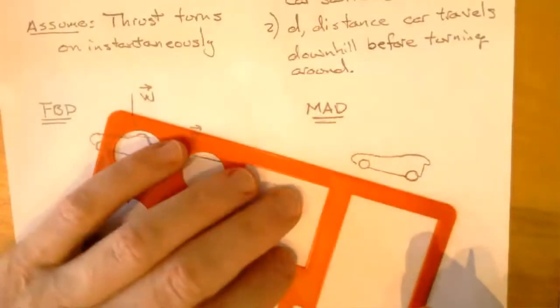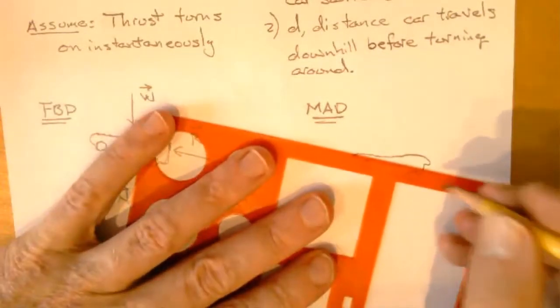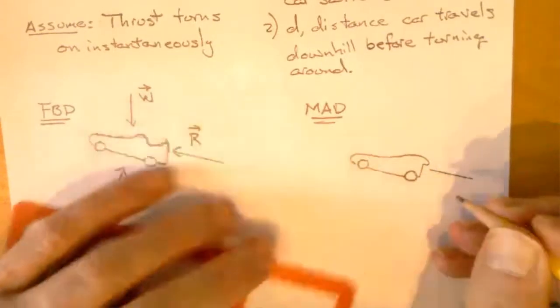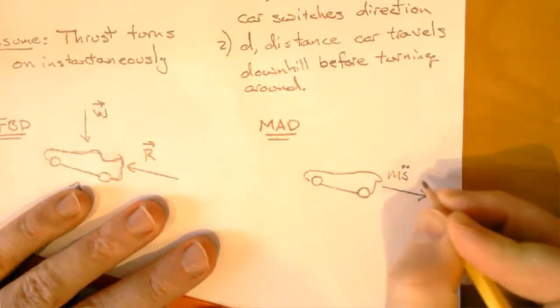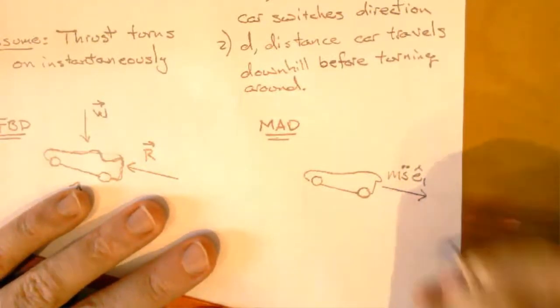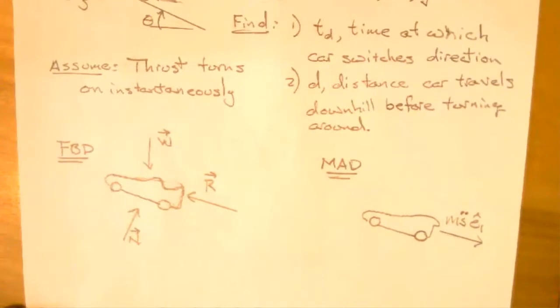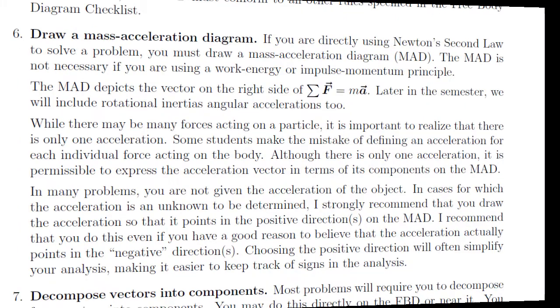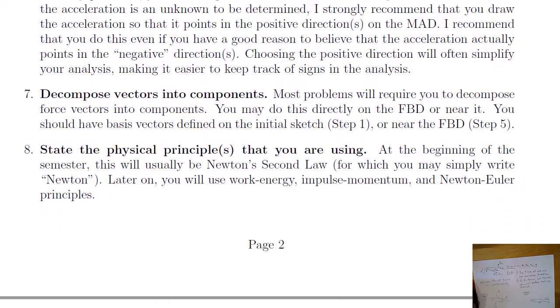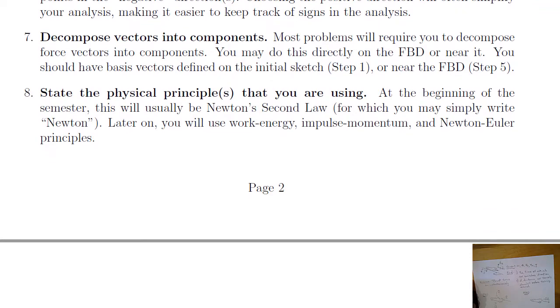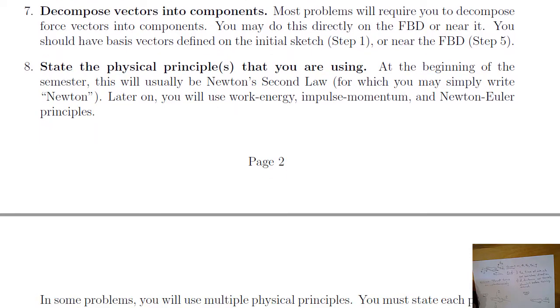So our acceleration is just a vector that way, which I'll call m s double dot e hat 1, like so. Now I have a mass acceleration diagram. Alrighty, let's go back to our problem-solving checklist. We just drew the mass acceleration diagram. If you look at number 7 here, I'm going to actually skip number 7. We'll go directly to number 8.